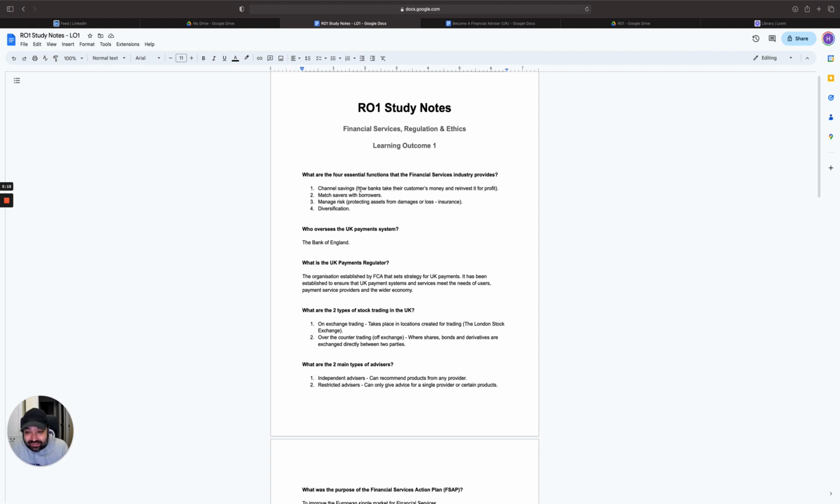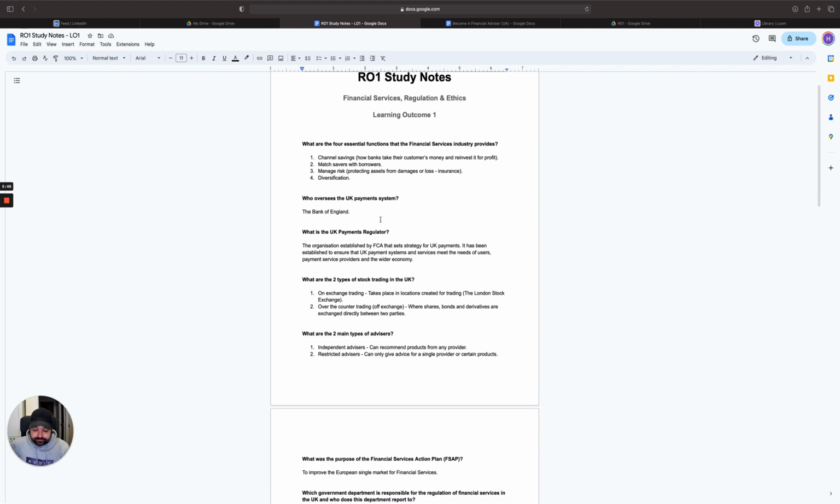And the fourth thing that the financial services industry provides is diversification. Diversification is when you want to diversify your assets. So you might have some cash and you want to diversify, so you want to put some into shares, some into bonds, some into gilts. These are all ways to diversify, and that's one of the functions that the financial services industry provides.